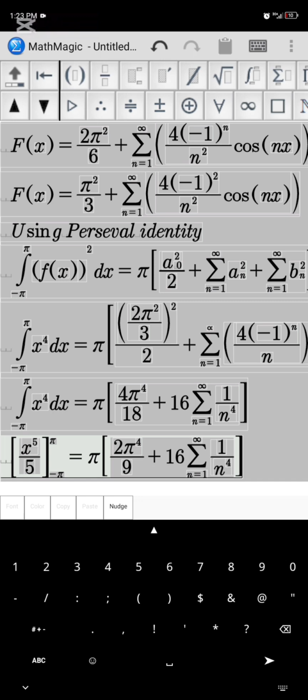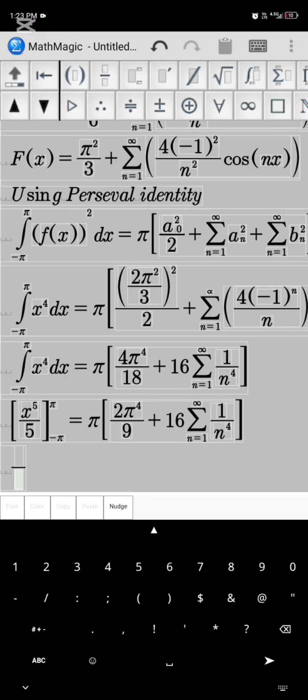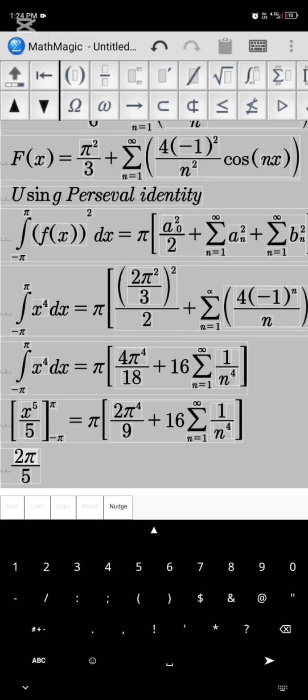So if we simplify our left hand side very well, what we are going to get is 2 pi raised to the power of 5 over 5. That's what we're going to get.